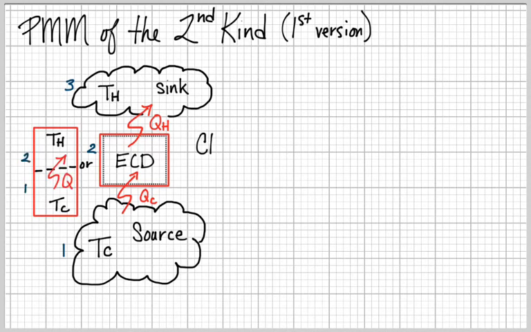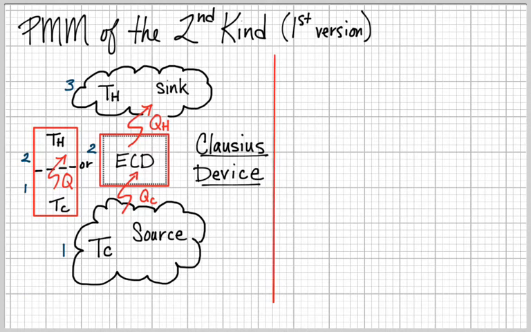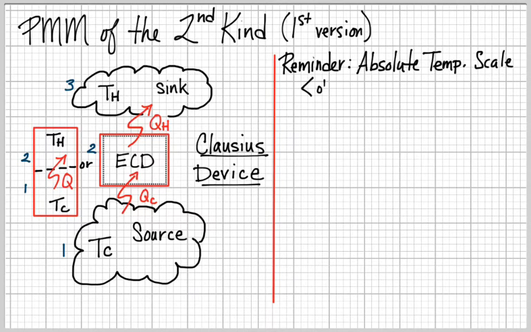Another way to look at this, the simplified version, is that you can't have something cold spontaneously flowing energy into something hot. We would call that a Clausius device. This idea of going from cold spontaneously to hot, we would call a Clausius device. It's an impossible device. It doesn't happen. It's a perpetual motion machine of the second kind. I'm going to remind you here, I think for the third time, that we have an absolute temperature scale out there. It's an objective fact of nature.